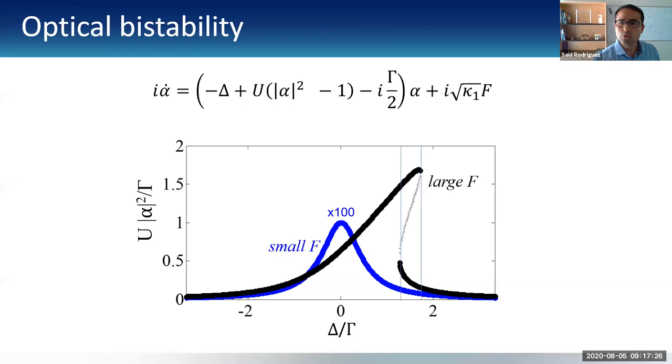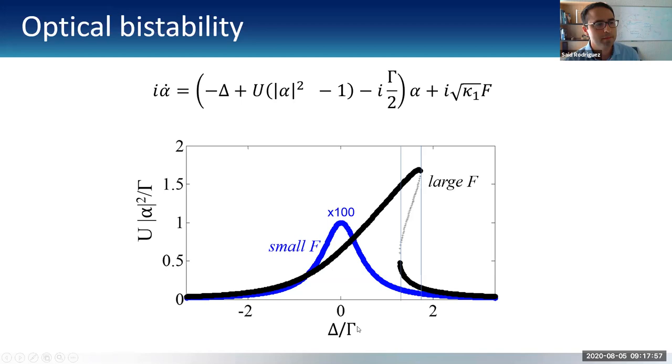So let's look at the steady state solutions of this system, which you obtain by basically setting alpha dot equal to zero. Right? So you just set this equation equal to zero. And I'm going to show you the density, the number of photons in the cavity, alpha squared, times a dimensionless constant, U over gamma. U is the nonlinearity strength, which for an optical system is the photon-photon interaction strength, and gamma is the loss strength. And I'm going to plot that as a function of the detuning, delta, divided by the line width, capital gamma.